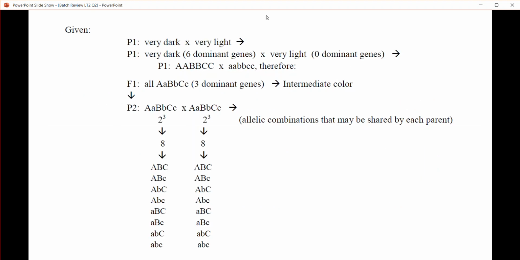Okay, so we finish with this. The parents will be very dark, very light. You cross them and then you produce the F1 generation. What if you cross two F1 generations?